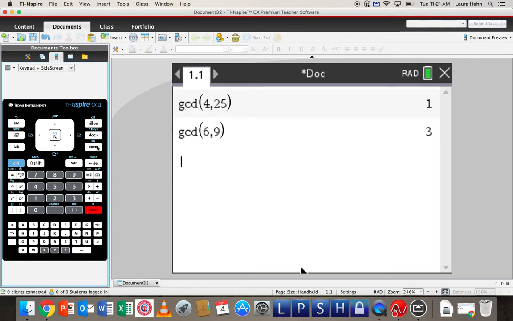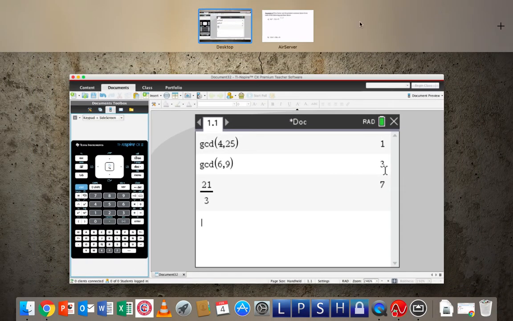Okay, but we always have to check, does 3 go into our third number, which was 21? Let's say we don't know, so I'm going to take 21 divided by 3. Do I get a whole number? Yes, I do. So I know 3 goes into all three of them. 3 is my greatest common factor.